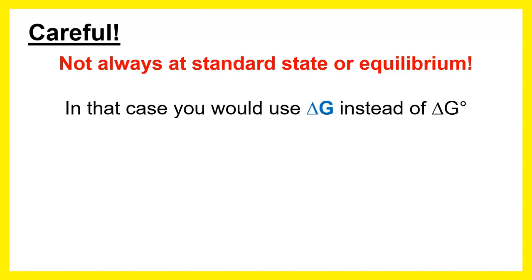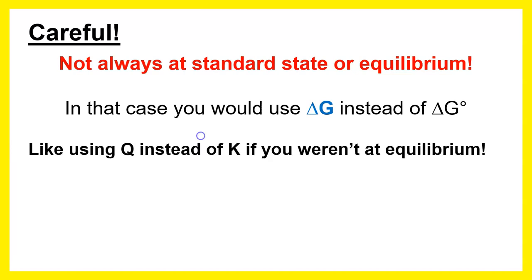And at first that sounds weird, but if you think about it, in equilibrium, you also had a similar scenario. You only used K if you were at equilibrium. If you didn't know whether or not you were at equilibrium yet, or you knew for a fact that you weren't, you wouldn't use K. What would you use? You'd use Q. Very similar concept.